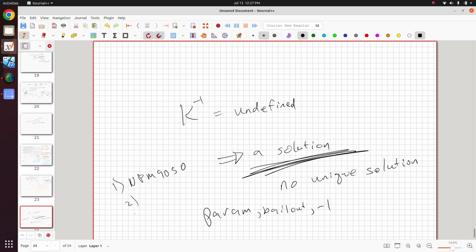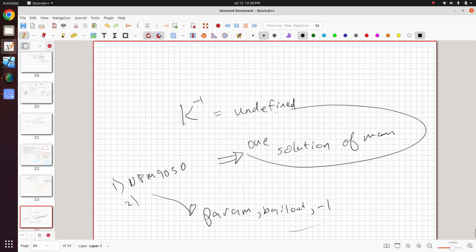But then we say, you know what? Still go forward with the solution. And it still will find a solution. But this will tell you one solution of many. So when we use PARAM BAILOUT, we say, okay, still find me the one solution out of many. And it still will find you a solution.